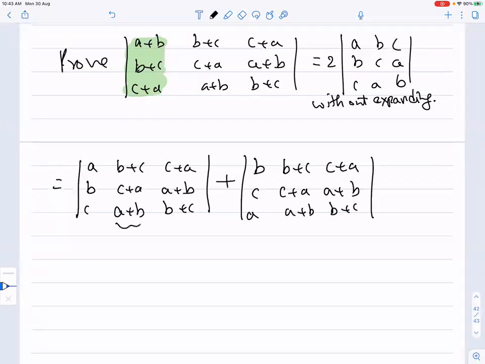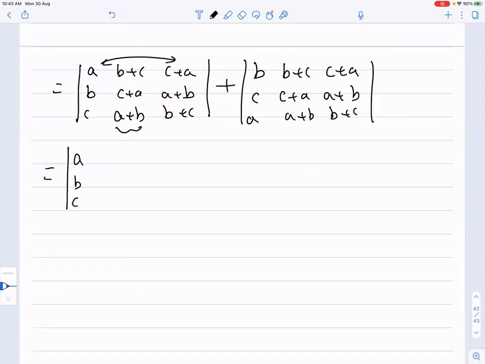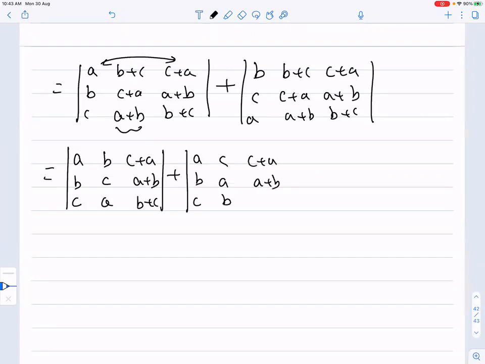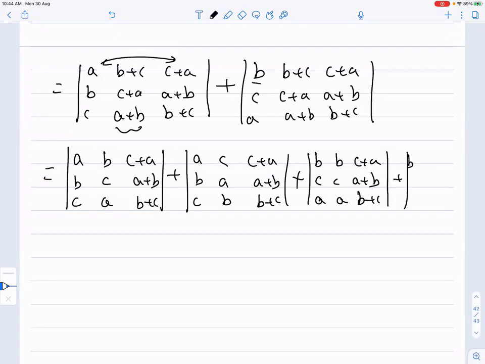Now what am I going to do? I'm going to break this while maintaining these two the same. So what am I going to get? A, b, c; b, c, a; c, a plus b, b plus c, plus a, b, c; c, a, b; c, a plus b, b plus c. Did you understand, students? Again, the second determinant I'll also break into two parts. What will I get? b, b, c plus a; c, c, a plus b; a, a, b plus c, plus b, c, c plus a; c, a, a plus b; a, b, b plus c. Correct, students?